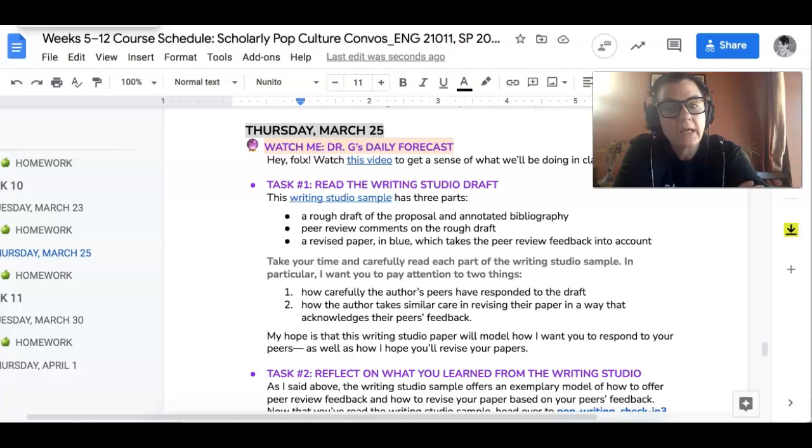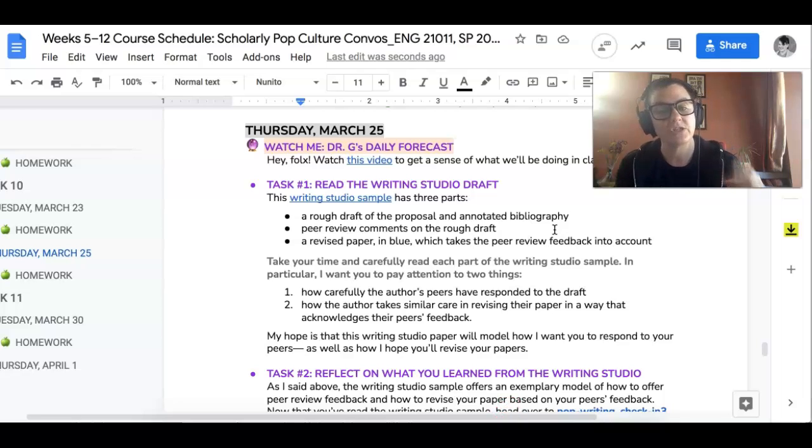Here's your forecast. The first thing I want you to do is check out the Writing Studio draft. This draft has three parts. There's the rough draft with the proposal and the annotated bib. There are some peer review comments on the draft, and I want you to read those as well, because I'm trying to model what a good peer review looks like. And then you're going to see a revised paper in blue, which takes into account the feedback that the peer was given. So really take your time to read each part of the Writing Studio sample.